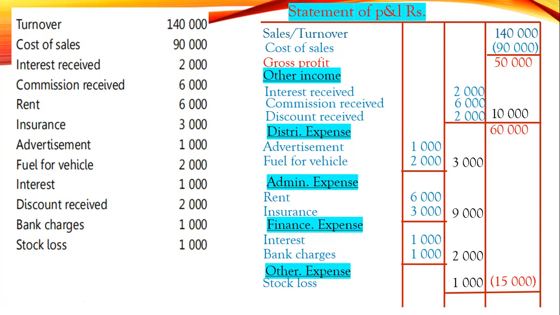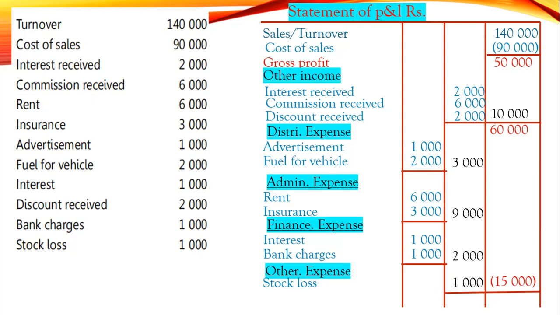Other expense is stock loss 1,000. Only one. If you have two, the same method you can follow, writing in the first column. Even if you have one, you can write in the first column as I told you earlier. No problem, right? So total expense 3 plus 9 plus 2 plus 1. All the black amounts I have added, 15,000 total expense.